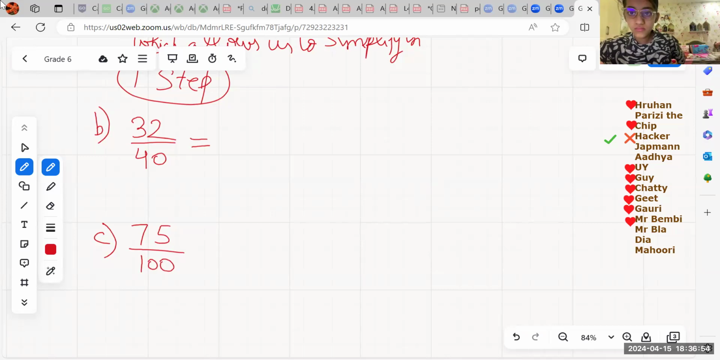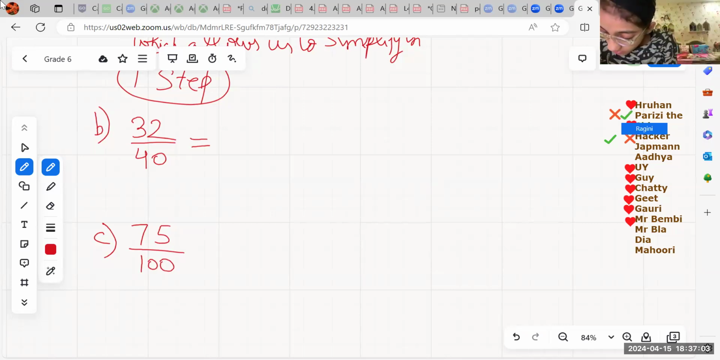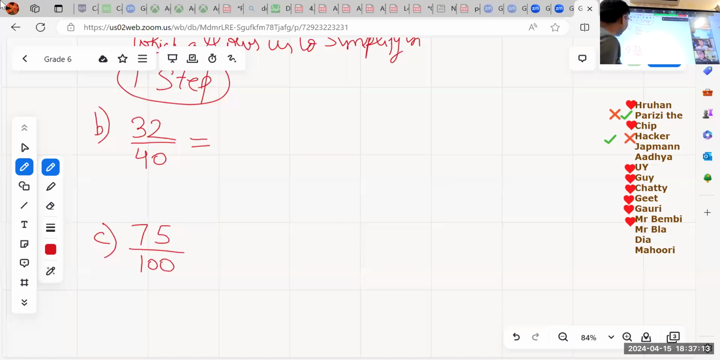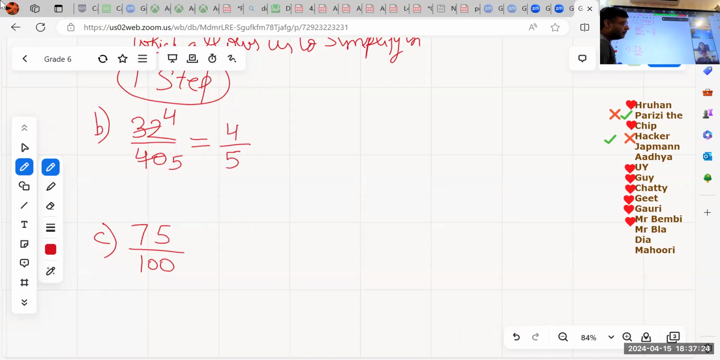Oh beta, this is like a lot of time. Chalo, do it quickly. I'm giving you a minute more. Sir, 4/5. 4/5. Hacker, what mistake did you do in the next one? Sir, I got 3/5. 3/5. I'll come to it.